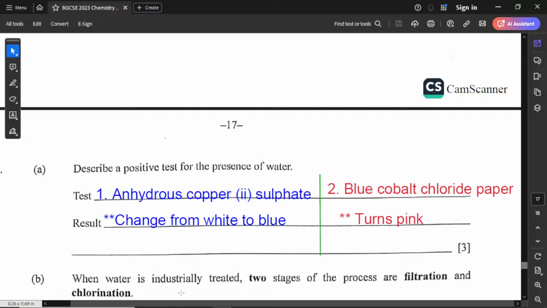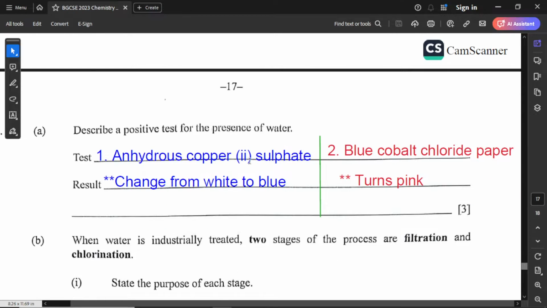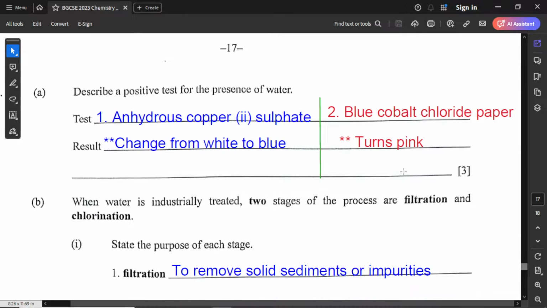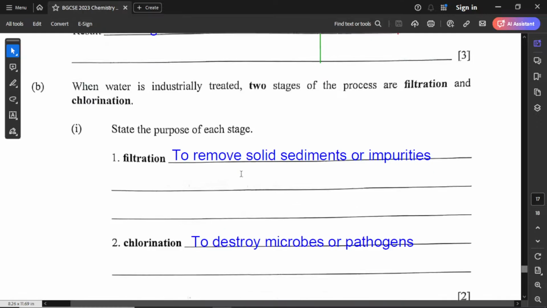All right, up to our last question now. It said describe a positive test for the presence of water. One test is using anhydrous copper 2 sulfate, which is white, and you're going to change it from white into blue. Or you can use the blue cobalt chloride paper, which turns pink when water is added. For part B, it said when water is industrially treated, two stages of the process are filtration and chlorination. State the purpose of each stage.